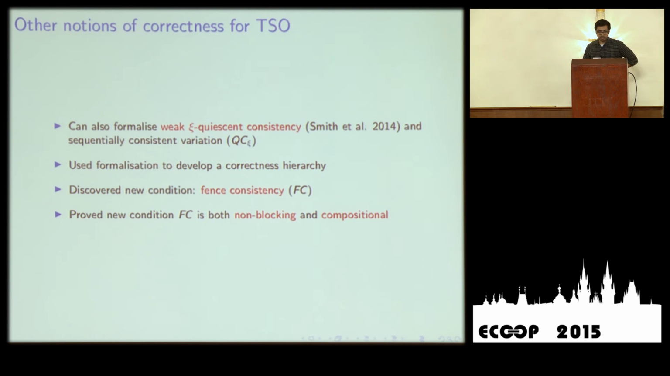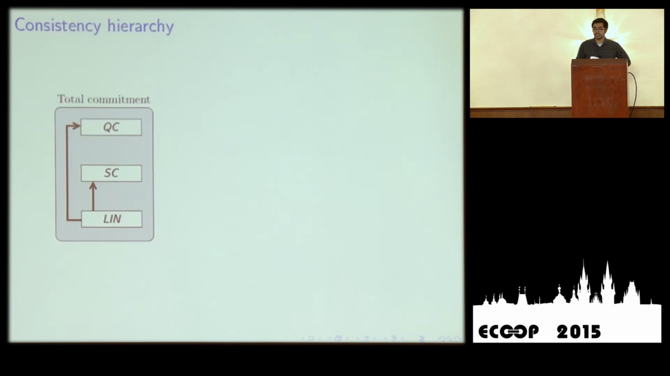Okay, so wrapping it up, then there's this other notion of correctness called weak quiescent consistency, which is a variation on quiescent consistency, but for TSO. You can formalize that as well. And then we use this formalization to develop a correctness hierarchy. And doing so, we actually ended up discovering a new condition called fence consistency, which we showed was non-blocking and compositional. So let me just show you the development of this hierarchy.